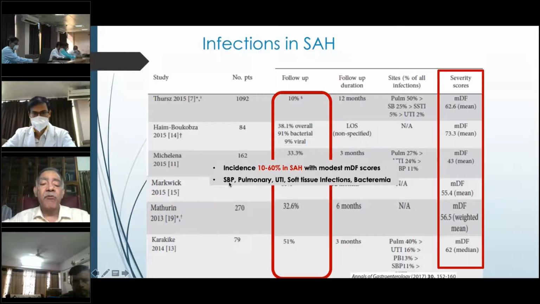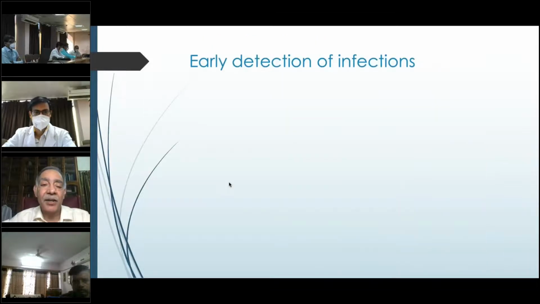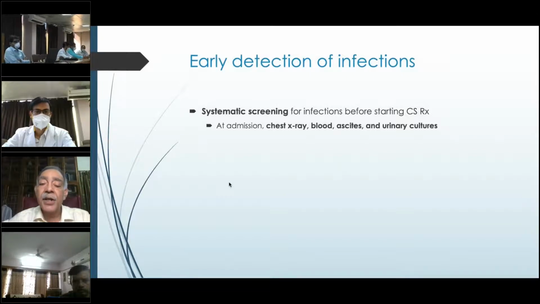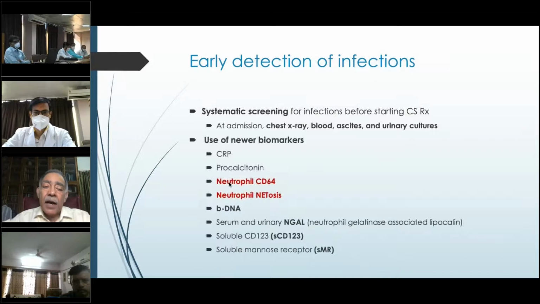This infection is usually in the form of spontaneous bacterial peritonitis, pneumonitis or lower respiratory infections, UTI, soft tissue infections, and bacteremias. So an early detection of infection is key to effective management, particularly since therapy with steroids is on the anvil. And this is done by a systematic screening for infections before starting steroids at admission, with a chest x-ray and multiple cultures of blood, ascites and urine.